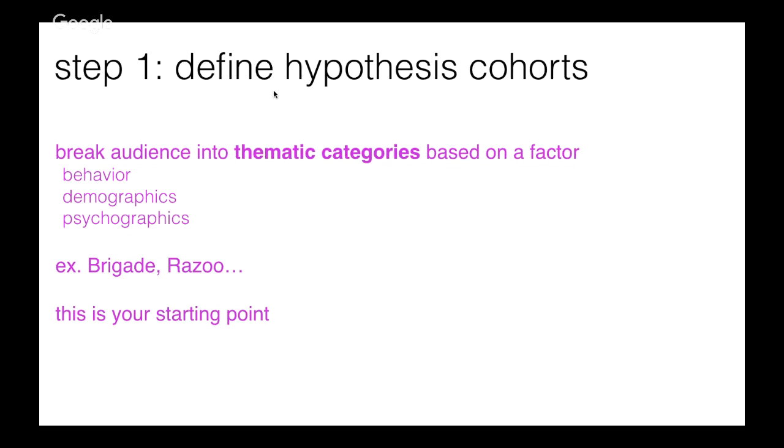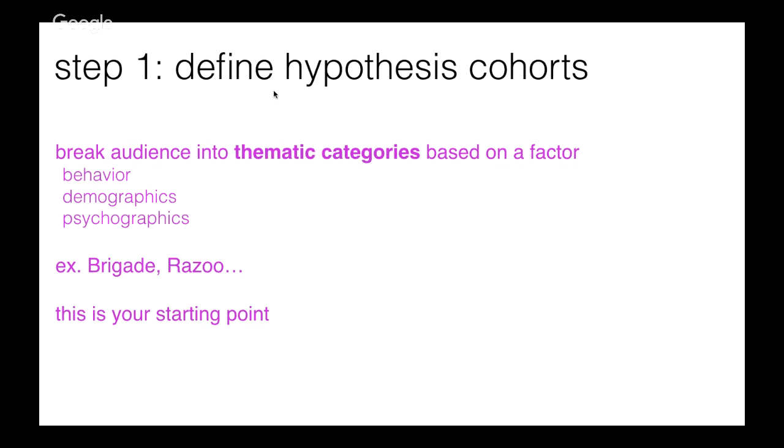So the way that we did it at Brigade, and the way that I've done it every day since, is we have one-on-one user interviews that are done via phone, where we're asking people questions, and I'll get through how that works in a minute, and then we record their responses, we analyze that data, and then we develop recommendations based on it. So the first step in this whole process is to define hypothesis cohorts.